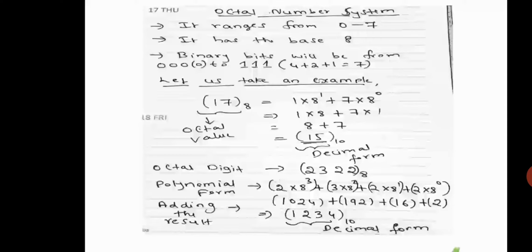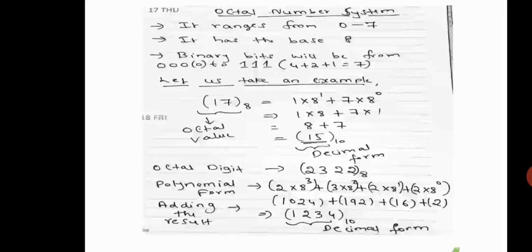Okay, now let us take an example here. See, for decimal number system, how I represented the number in the brackets, I put the number in the brackets and I put 10 as a base. But it is an octal number system, so you have to put the base as 8. Okay, now what is 17 to the base 8? How to represent that 17 to the base 8? So it is nothing but 1 into 8 to the power 1 plus 7 into 8 to the power 0.